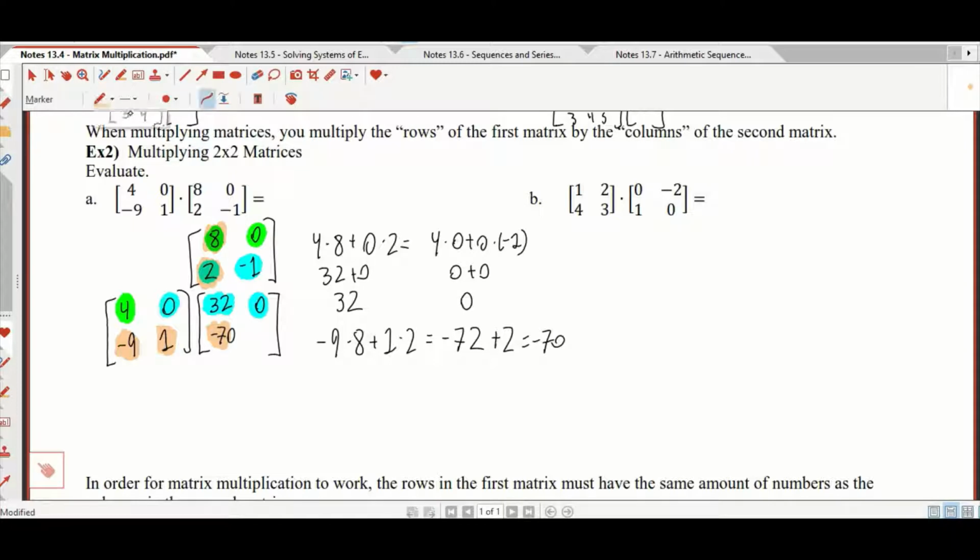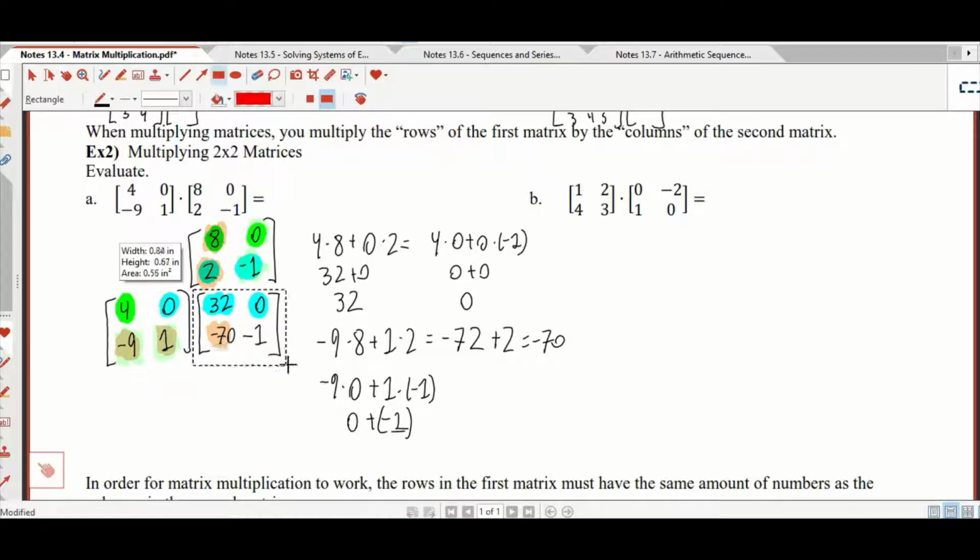And finally, I'm going to go ahead and multiply these by taking the second row and multiplying it by the second column. Negative 9 times 0 plus 1 times negative 1, which is 0 plus negative 1, which is negative 1. And so there it is. That is the resultant matrix when we multiply them together.